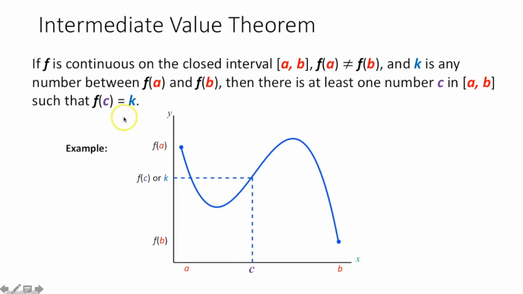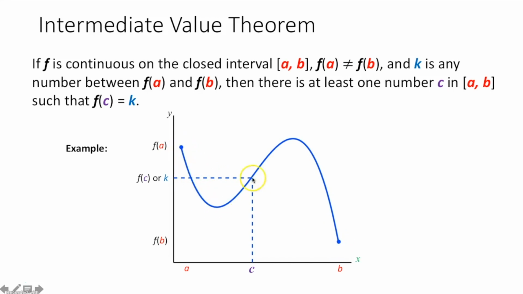So this looks a little bit confusing. Let's look at this graph down here and it'll help you understand what this is saying. It's saying if f is continuous on the closed interval AB. So we have our interval AB and we have a continuous function here, f. Now we're saying that f of a is not equal to f of b. So the two endpoints have different y values. That's what that is saying.